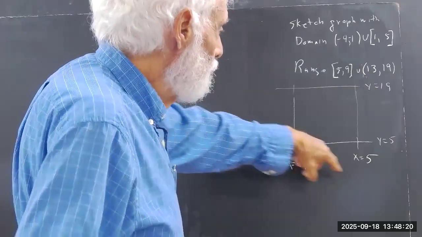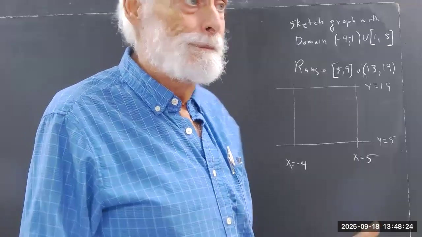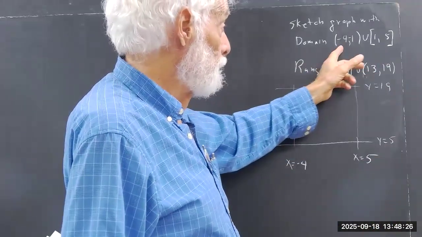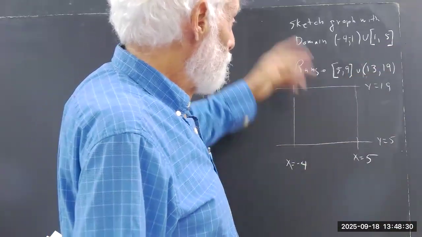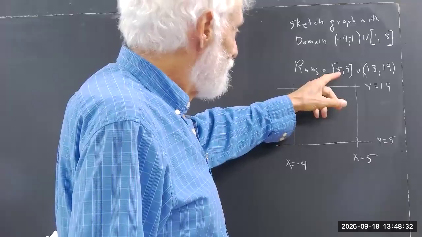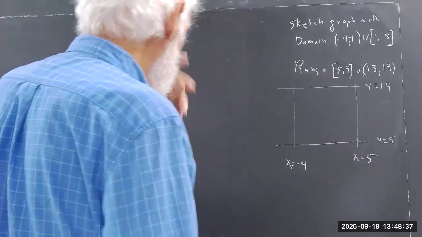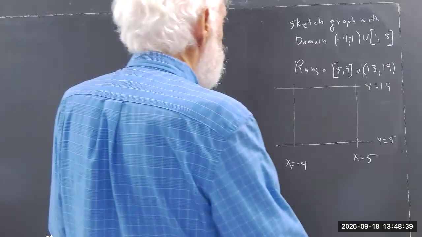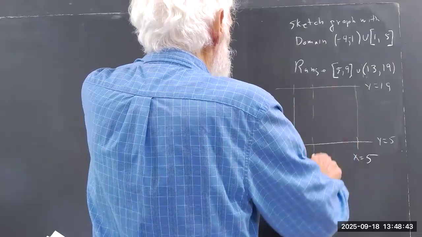Okay. So now we have a window. Do we understand how we got that window? Domain is X values. The lowest one is -4. The highest one is 5. And range, all your values are between 5 and 19. Okay. So the X interval from -4 to -1, let's just put X equals -1 here.